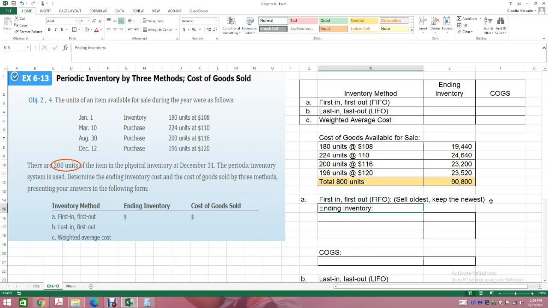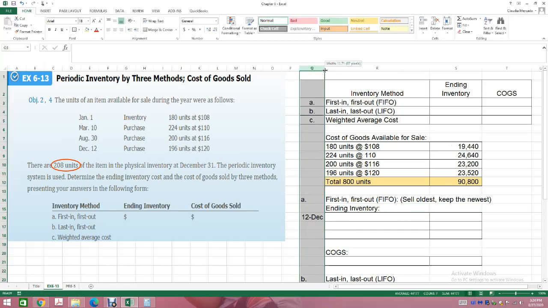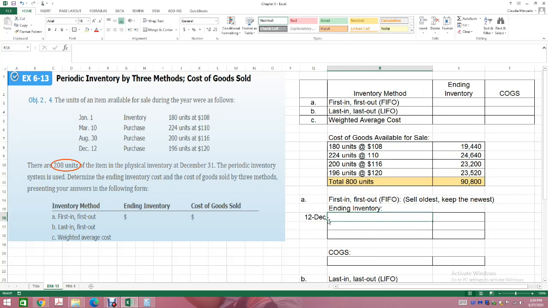I know I need to keep my newest units, and my newest units are the ones I purchased on December the 12th. On December the 12th, I had 196 units at $120. Why did I pick these? Because these are my newest units. I keep the newest. I'm focused right now on what I am keeping. So that's going to be 196 times 120. That's going to give me 23,520.